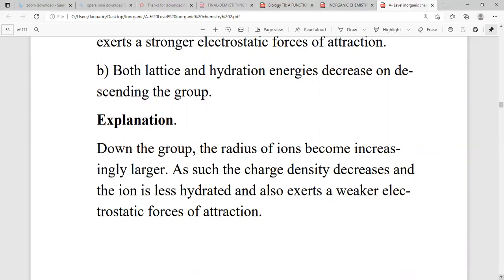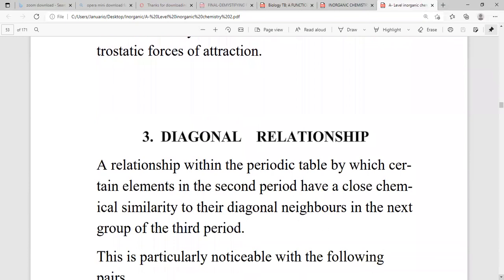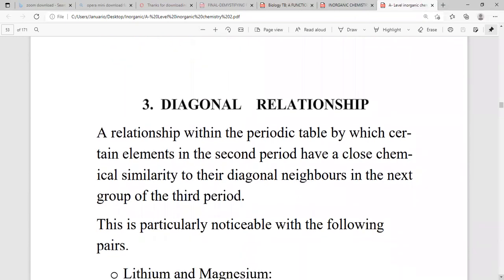When you calculate the charge density as the ionic radius increases, you will have the charge density decreasing down the group, because it is charge divided by ionic radius. So you'll expect the ion to be less hydrated. And of course, because the radius of the ions is very large, you will also expect them to exert weaker electrostatic forces of attraction. That is how these properties vary within the group and across the periods.